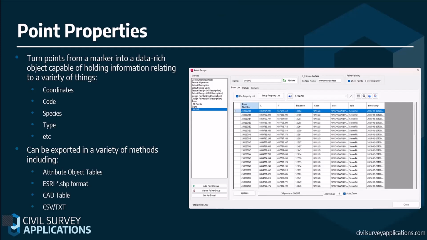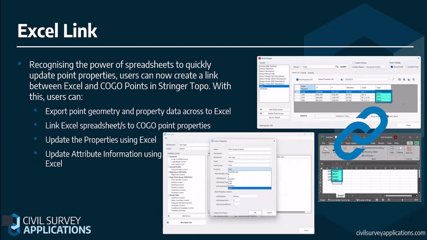So with the talk about properties, we can now talk about how you go about editing these. So the properties are the basis for this. You can then export them out to Excel using Excel Link, which was introduced in Stringer V25. And within here, you can do a variety of edits, which you can then pull back into Stringer and update your point properties with the information.